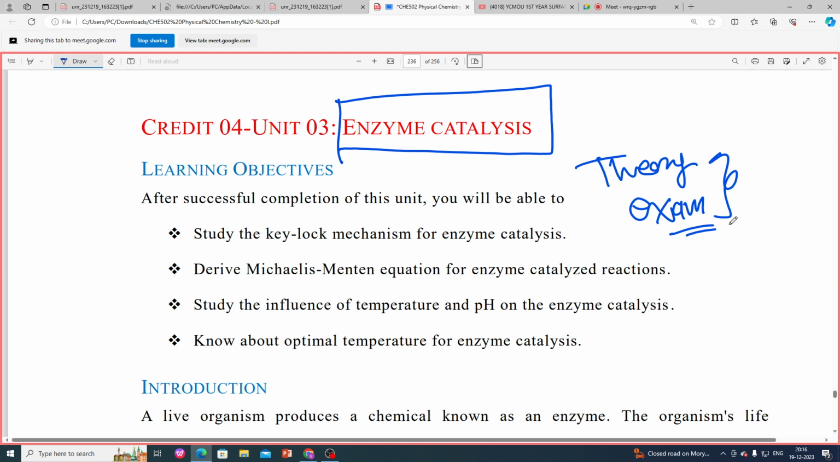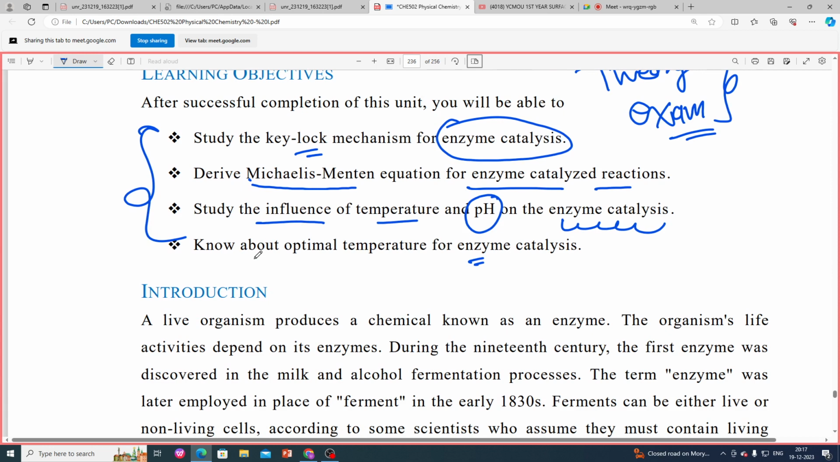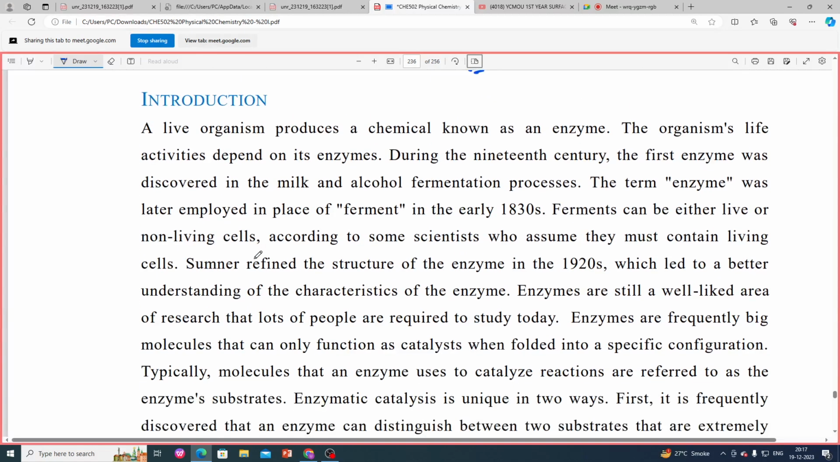ओके, नो फर्दर डिस्कशन, यहाँ पे लेक्चर के लिए कॉन्सेंट्रेशन करेंगे। ओके, so enzyme catalysis is the next unit. So here in this lecture we have to study the key lock mechanism for the enzyme catalysis. Okay, derive Michaelis Menten equation for the enzyme catalyzed reaction. Study the influence of temperature and pH on the enzyme catalysis. Okay, and know about the optimum temperature for the enzyme catalysis. Okay, so all these are the learning outcomes, learning objectives of this. Okay, so here they are giving some introduction part.